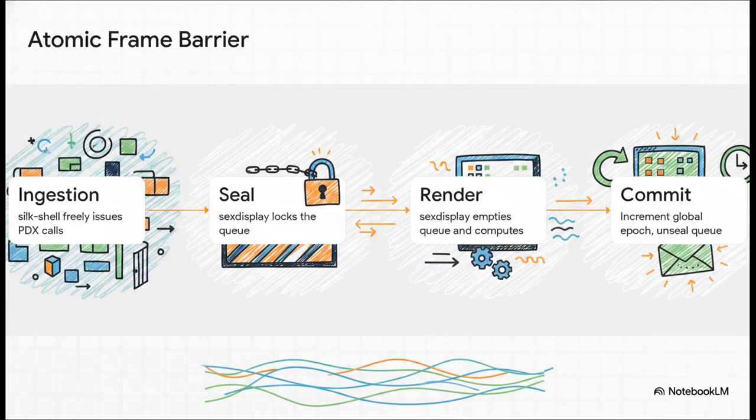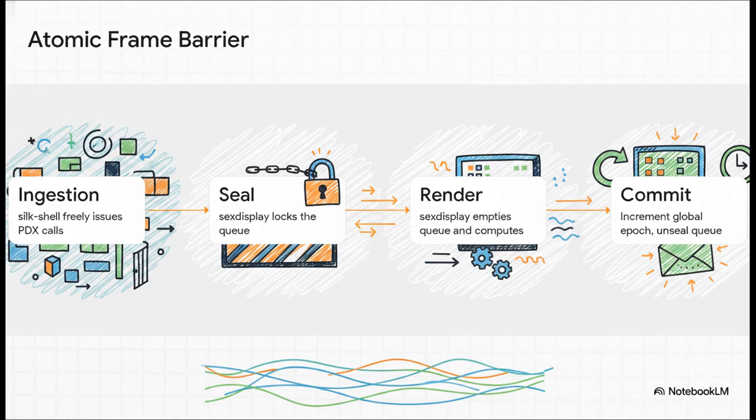Okay, Section 4, the Frame-Driven Actor System Contract. Moving forward, we absolutely have to respect the rigid system architecture rules we've laid out, specifically emphasizing the SexOS contract, which is our visual liveness guarantee. Let's break down the atomic frame barrier phases. First, we have ingestion, where Silk Shell is open to freely issue PDX calls.